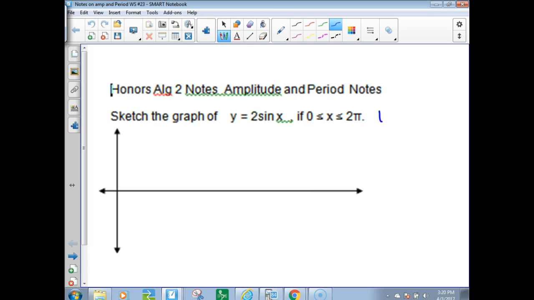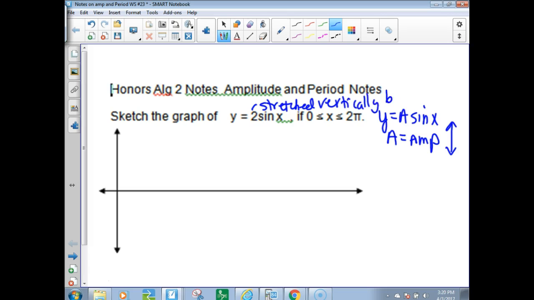This has an amplitude. This is in the form y equals a sine x. A is the amplitude, and it just stretches it vertically. So it's stretched vertically by 2 times. Well, where did the original sine wave max out? Highest point was 1. So we're going to have to go up to 2. And then it went down to -1, so we're going to have to go down to -2. And this is still 0 where my center line is.